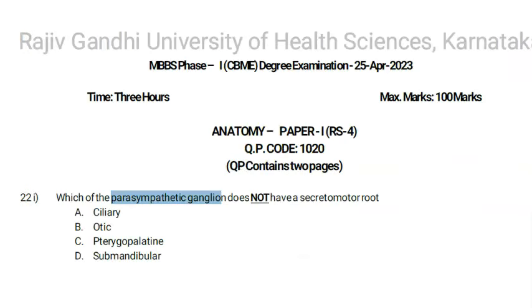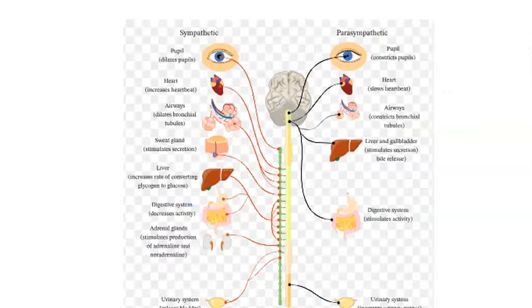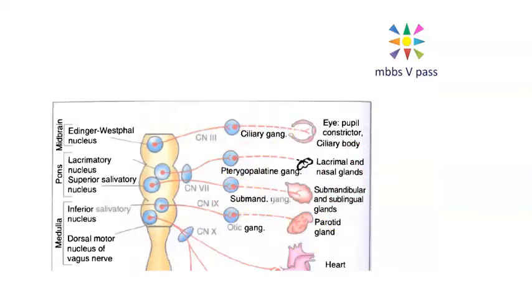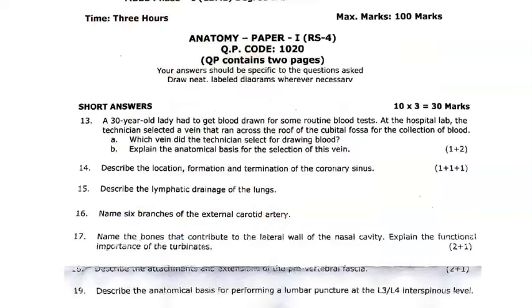Next question please. Which of the following parasympathetic ganglion does not have a secretomotor root? So the answer here is ciliary. Ciliary does not have secretomotor root. The others will all supply glands. So this one will supply the lacrimal gland, submandibular will supply the salivary glands, otic will supply the parotid gland. So the answer here is ciliary. Next, this is the parasympathetic nervous system. These are the ganglions. Okay, move on to the next question please.